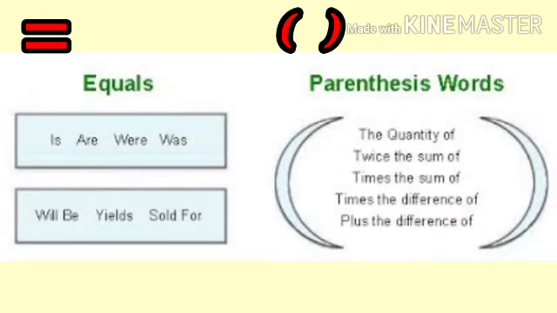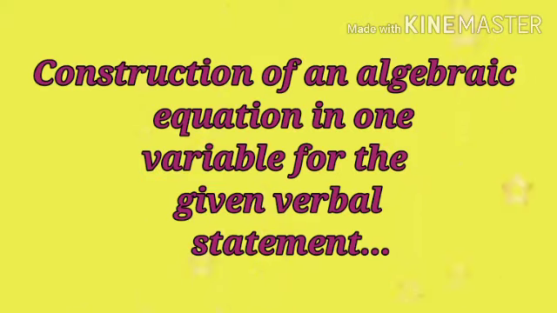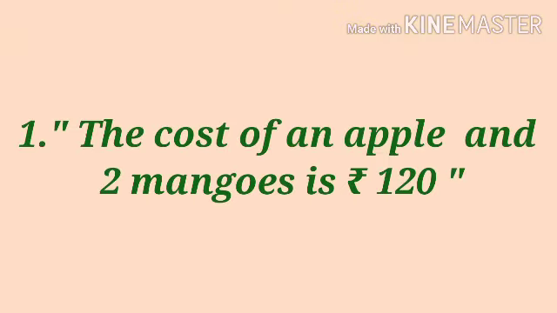Students, listen carefully. Is, are, were, was, will be, yields, sold for, gives, are the words that represent the equal to sign. Now let us construct algebraic equations for the given verbal statements. The cost of an apple and 2 mangoes is rupees 120.